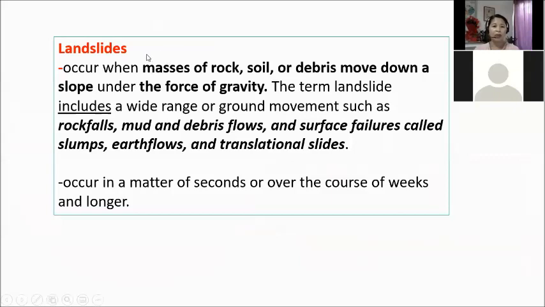What is landslide? So I believe alam ninyo kung ano ang landslide, no? So let us define landslide. Landslide occurs when masses of rock, soil, debris move down a slope under the force of gravity. So the term landslide includes a wide range of ground movements such as rock falls, mud and debris flows, and surface failures, slumps, earth flows, and translational slides. And this occurs in a matter of seconds or over the course of weeks and even longer. So yan ang landslide. So our discussion this afternoon focused on landslide and sinkholes as other geological hazards.